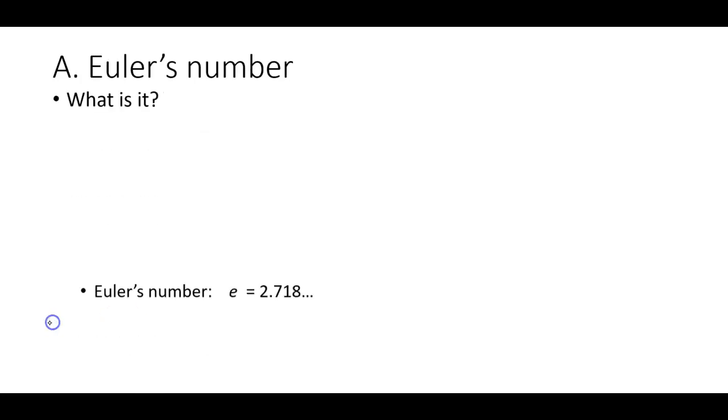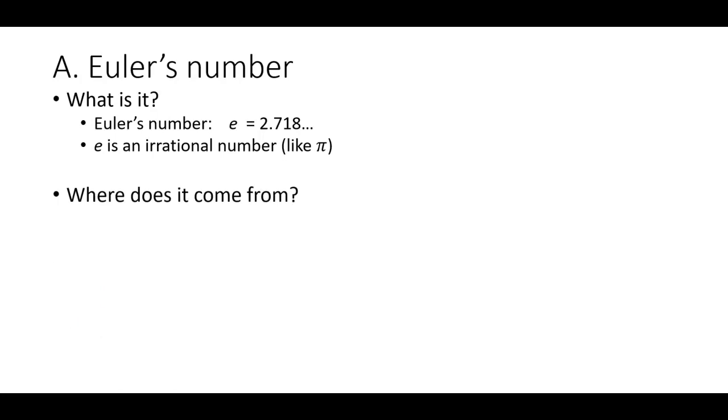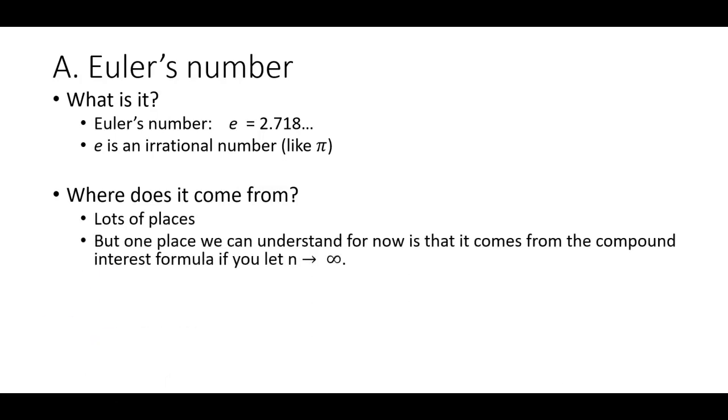So Euler's number, what is it? We use the letter e to represent it, and it's about 2.718. It's a lot like pi, 3.14. It's an irrational number, meaning you can't make it into a fraction. It has no pattern. It never stops. Where does it come from? Lots of places. There's a few ways you can get that number.